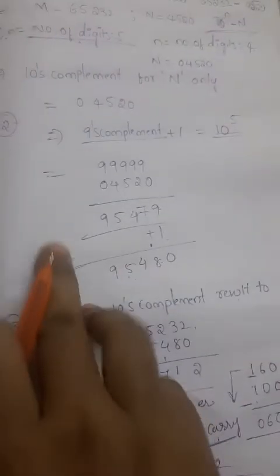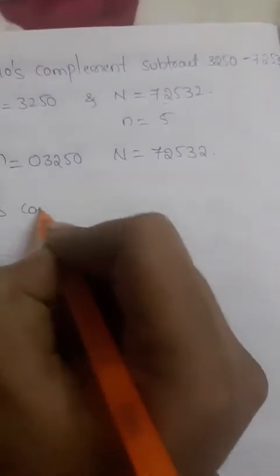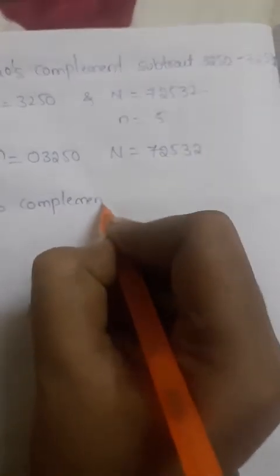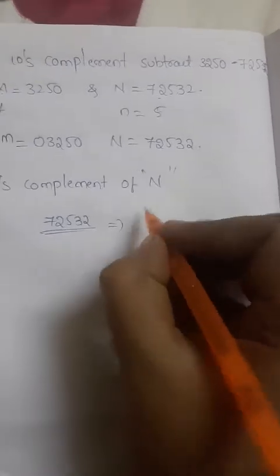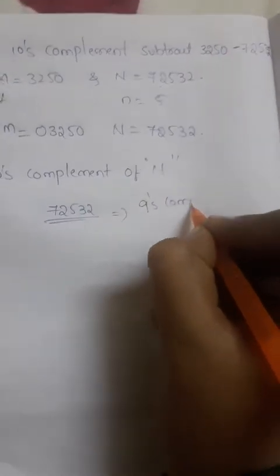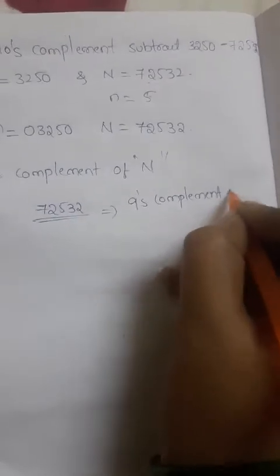What is the next step? The first step is completed: the number of digits is the same. The second step is to find the tens complement of n. The n number here is 72532. We already know the formula for the tens complement: the 9's complement plus 1. By using this formula we can find the tens complement.